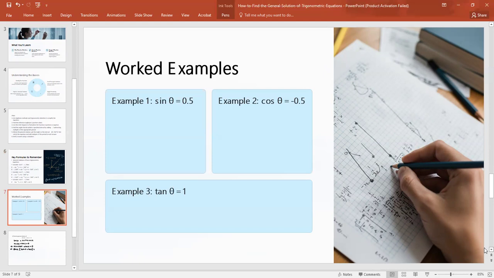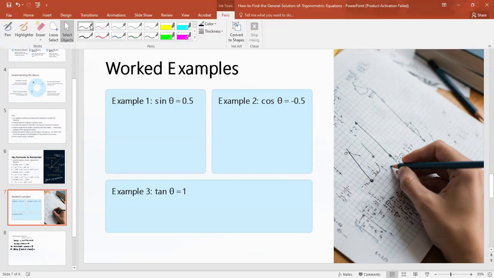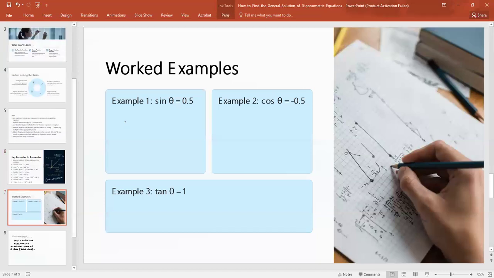Let's go through these simple examples so that you can see how to apply the key formulas that were mentioned in the previous slide. The first example is sine theta equals 0.5. In fact, we are looking for all values of theta for which the sine of that angle equals 0.5. As we mentioned in the previous slide, the solution would be theta equals inverse sine of 0.5. If you use your calculator, you are going to obtain 30 degrees.